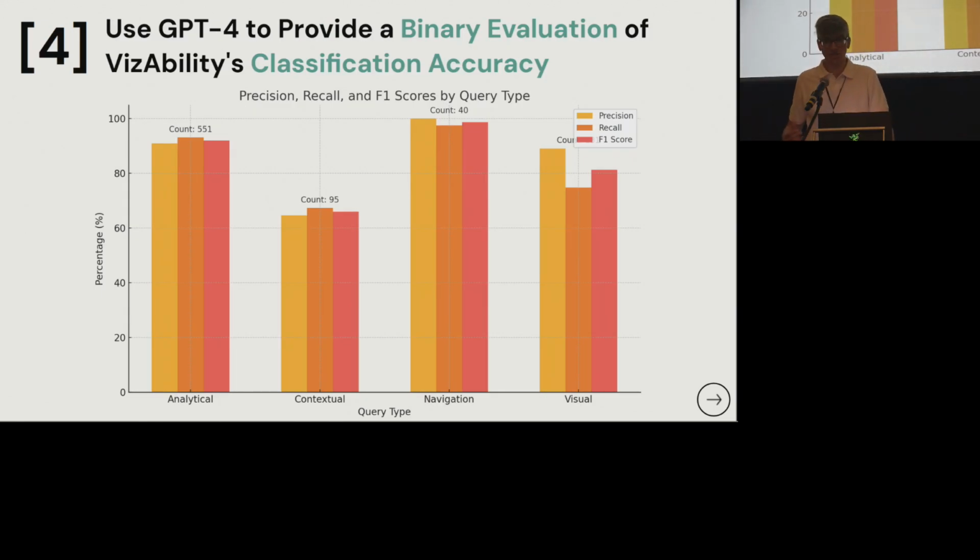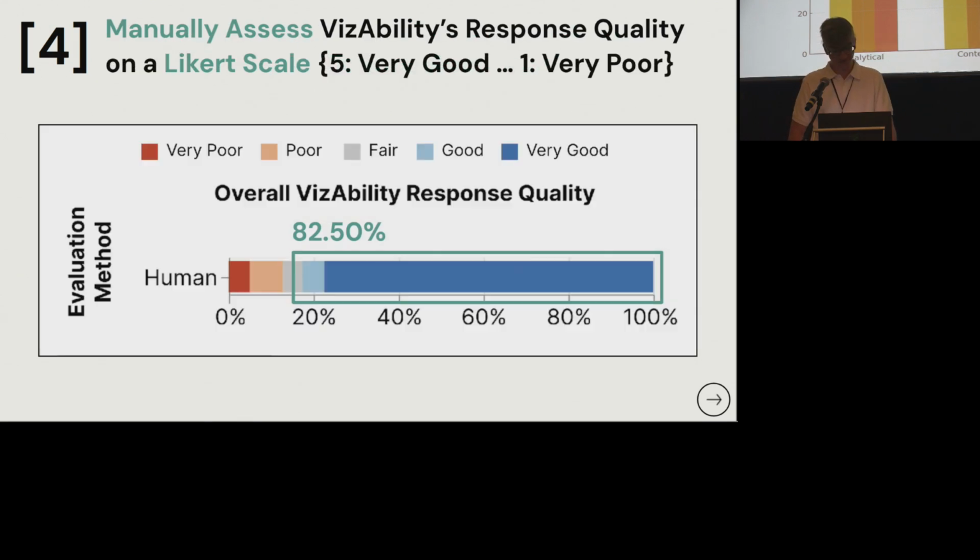So we began by first evaluating our question classification. We used the binary evaluation and used GPT-4 as the judge. GPT-4 returned either correct or incorrect, and we can see it's visualized over here in a nice graph showing the precision, recall, and F1 scores by question type. Overall, navigation questions and analytical questions had the highest rates of correct classification, with contextual questions lagging behind.